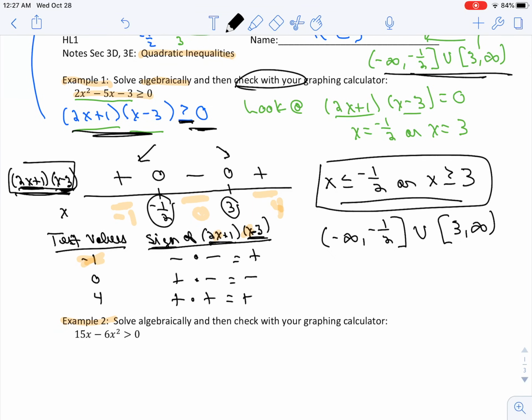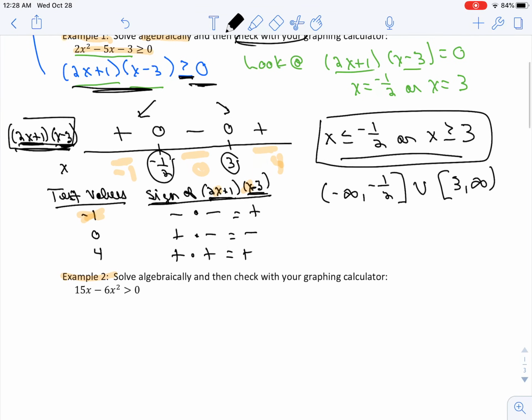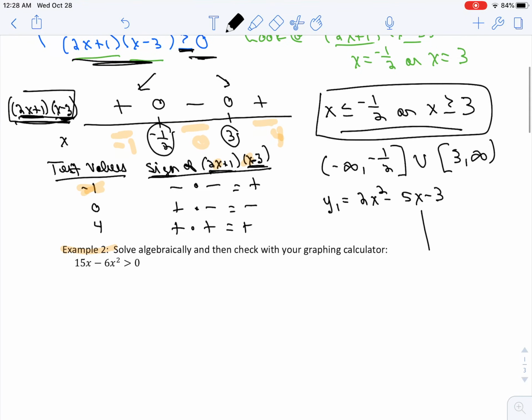Now, I said to check it with your graphing calculator. What you can do is let y sub 1 equal your 2x squared minus 5x minus 3, and then graph that. You can check this on your calculator. When you graph it, you get this. You want to find those x-intercepts, so use the zero function to find that, so negative 1/2 and 3.